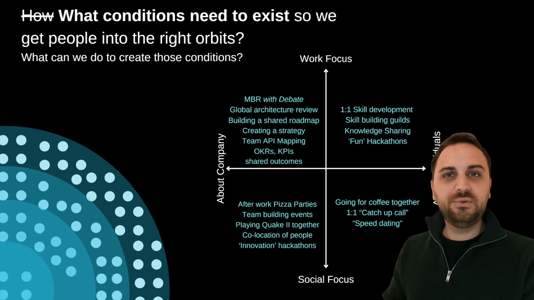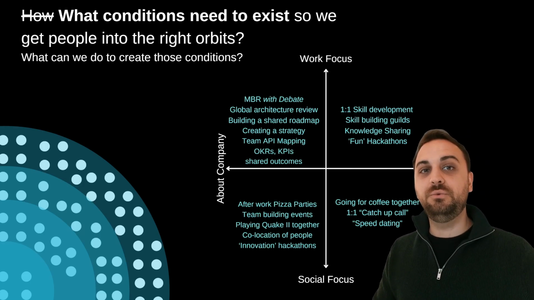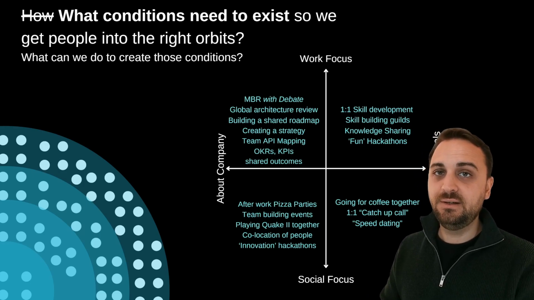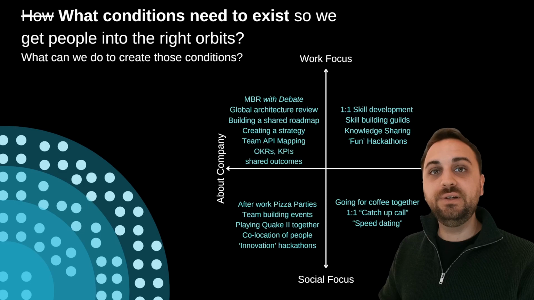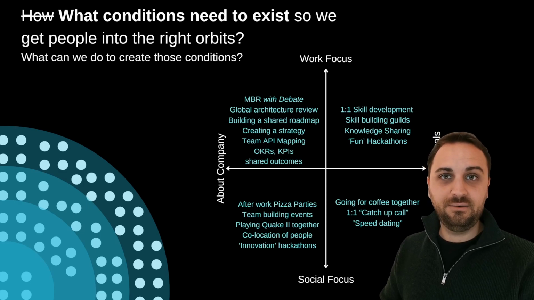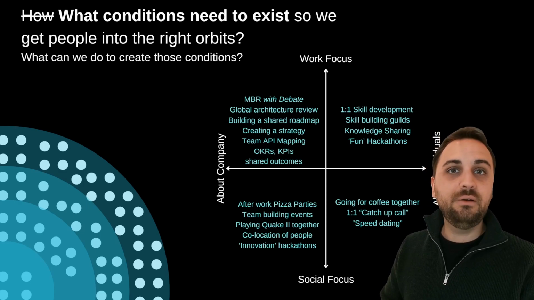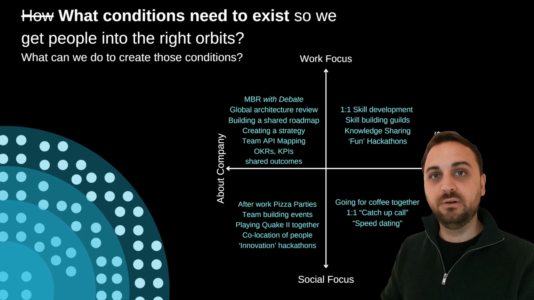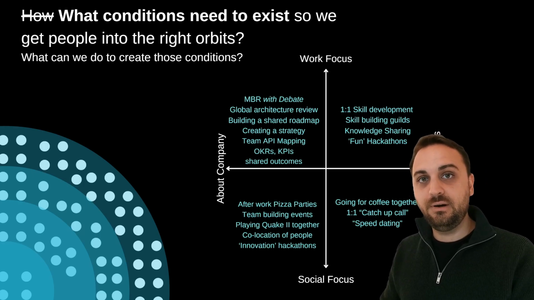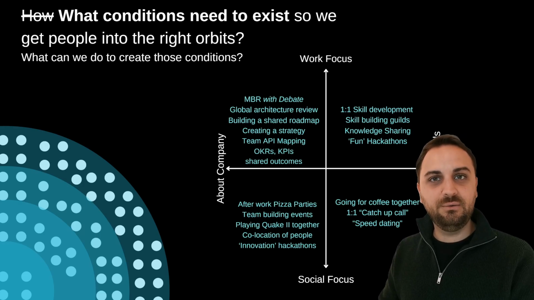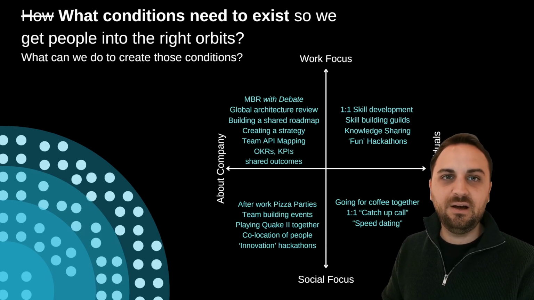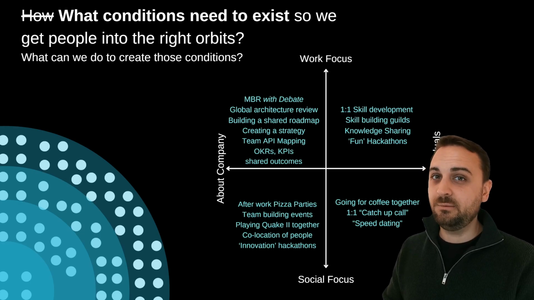I think this is the most underserved area. Monthly business reviews with an actual debate about what's going on in the business, not a status report. Global architecture review of the software, of the product. Building a shared roadmap together, not trickle down a roadmap or create one in a silo and hand it over. Creating a strategy together, not creating a strategy in isolation. Team API mapping. How's my team working with yours? How do we interact? Let's build that common understanding. OKRs, KPIs, having shared outcomes. We're going to talk about shared outcomes soon.